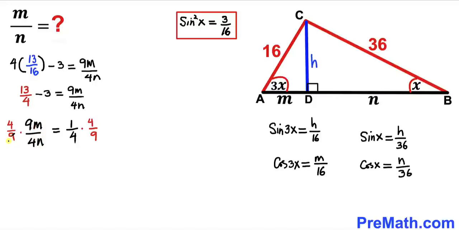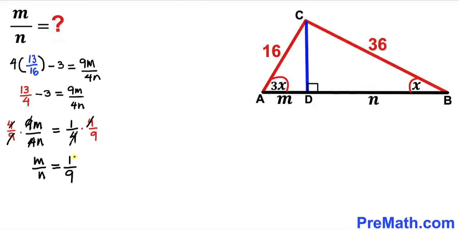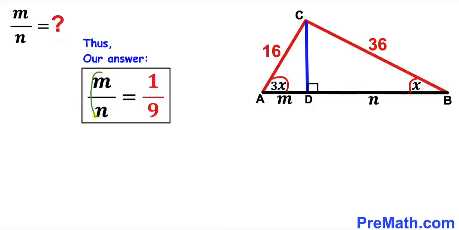So therefore we can see 9 and 9 is gone, 4 and 4 is gone. So therefore on the left hand side we got m divided by n turns out to be equal to, and here 4 and 4 is gone. So on the right hand side we are ended up with 1 divided by 9. So therefore m divided by n turns out to be 1 divided by 9. So thus our ratio of m and n turns out to be equal to 1 divided by 9. And that's our final answer.